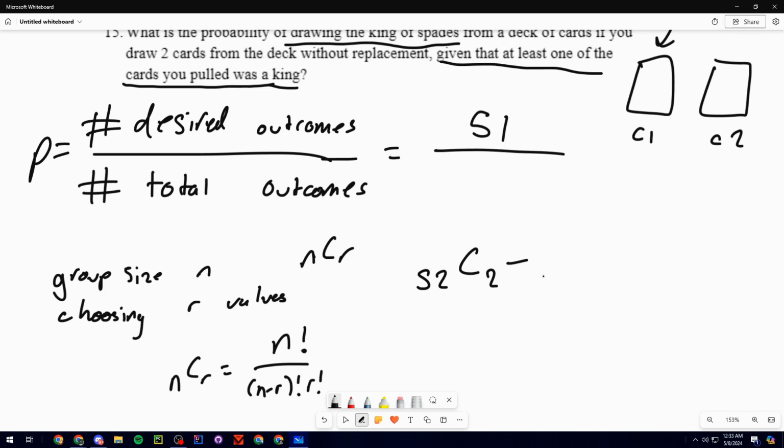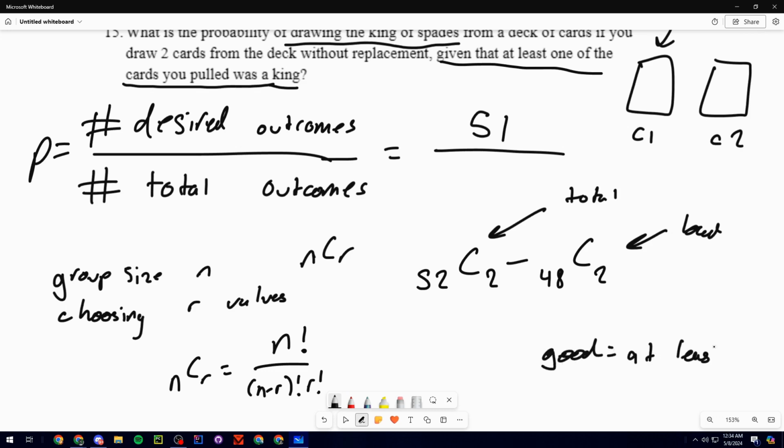So now you just have 48 cards, none of which are guaranteed to be king because you took out the 4 kings. So you have 48 cards and you're choosing 2, right? This is the bad cases. That's why we're subtracting it from the total cases, if that makes sense. Because the good cases are at least 1 king, right? That was given in the problem.